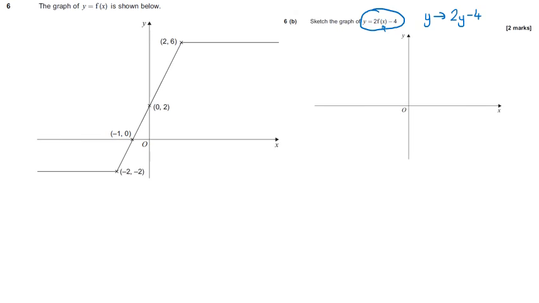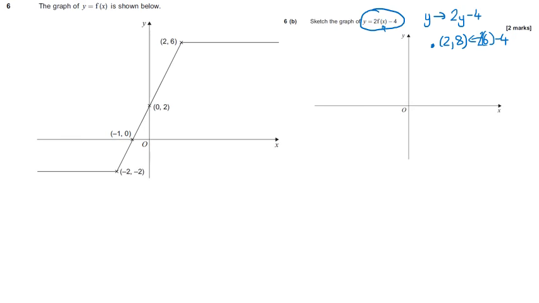So the upper point that was 2 and 6, that's now going to be 2 times 6 minus 4, so it's 12 minus 4 is 8. So this point up here becomes 2 and 8. Okay, so I'll just put that calculation on so you can see how I've done. So it's 2 times 6 minus 4. 12 minus 4, 8.